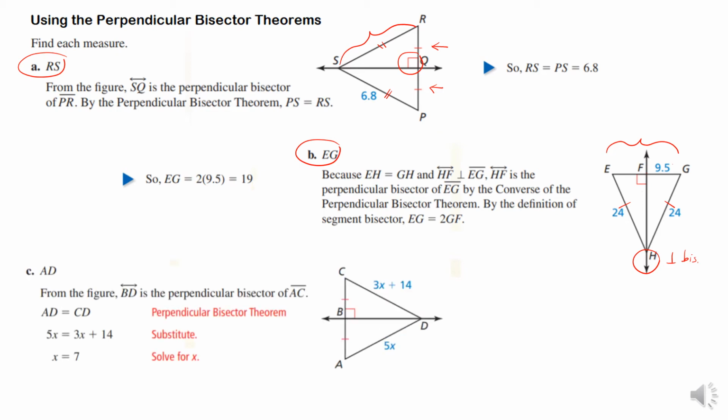Okay, and the last one, from the figure we can see that BD is the perpendicular bisector of AC because this is perpendicular and these are the same measure. So that tells us that AD equals CD by the perpendicular bisector theorem. So we can set those equal to each other and solve mathematically. Remember that this is not the solution. They asked us to find AD. So you're going to do that final step where we plug in the x and get the final answer.